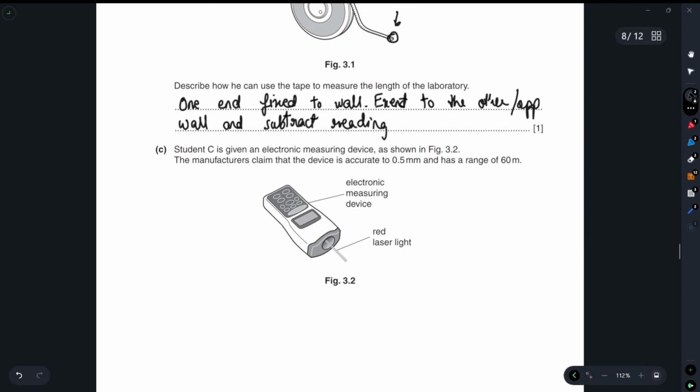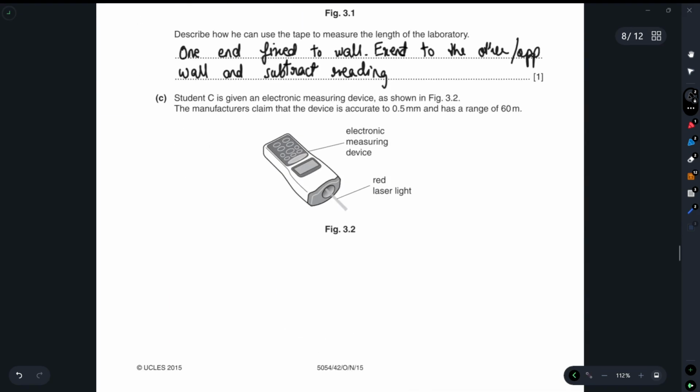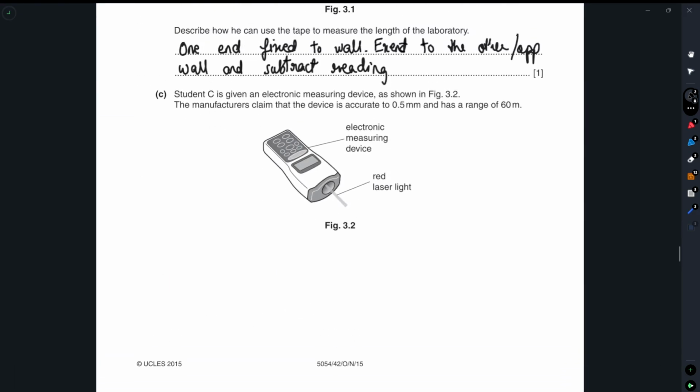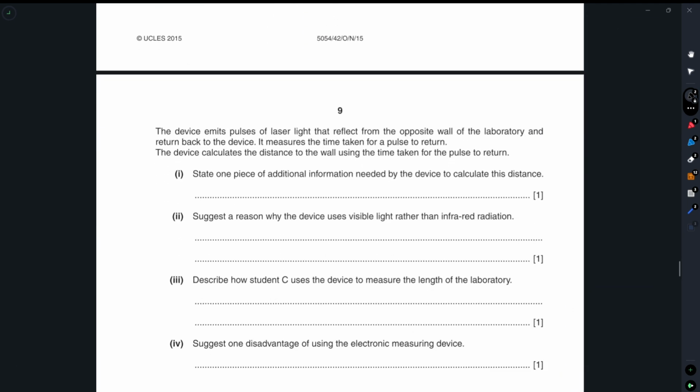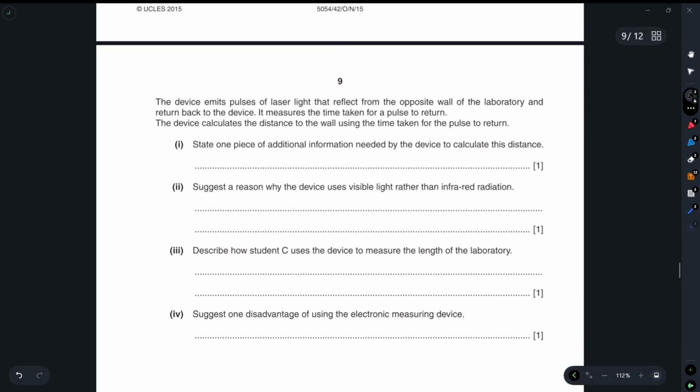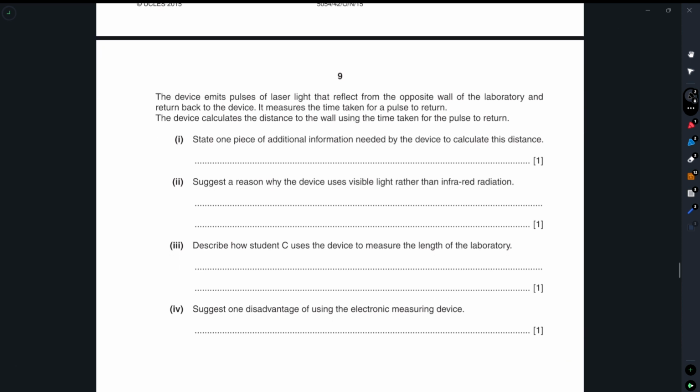Next question, by the way, this is question number 3, all right. Student C has an electronic measuring device that is accurate to 0.5 and has a range of 60. State one piece of additional information needed by the device to calculate the distance. The device emits pulses of laser light reflected from the wall and returned back. It measures the time taken. The speed of light? You need time, along with that you need the speed of light, of course. One additional piece of information would be, obviously, the speed of light.